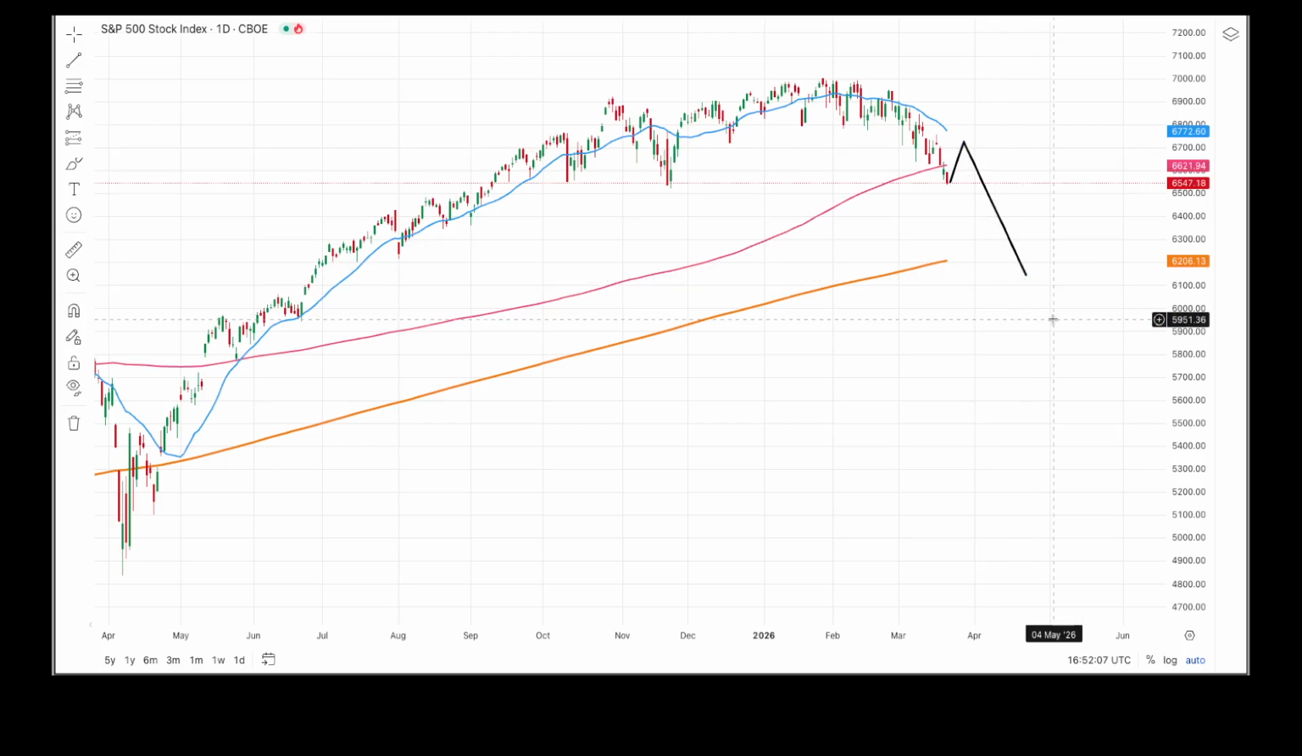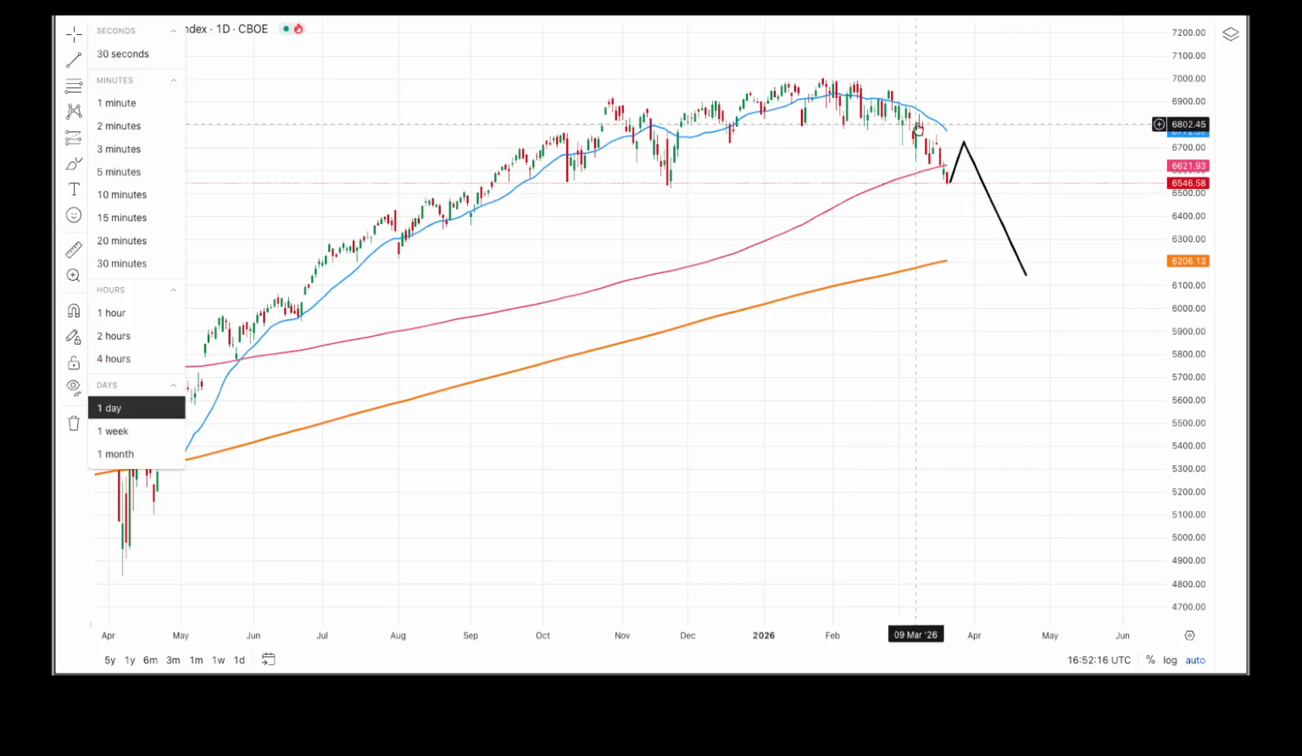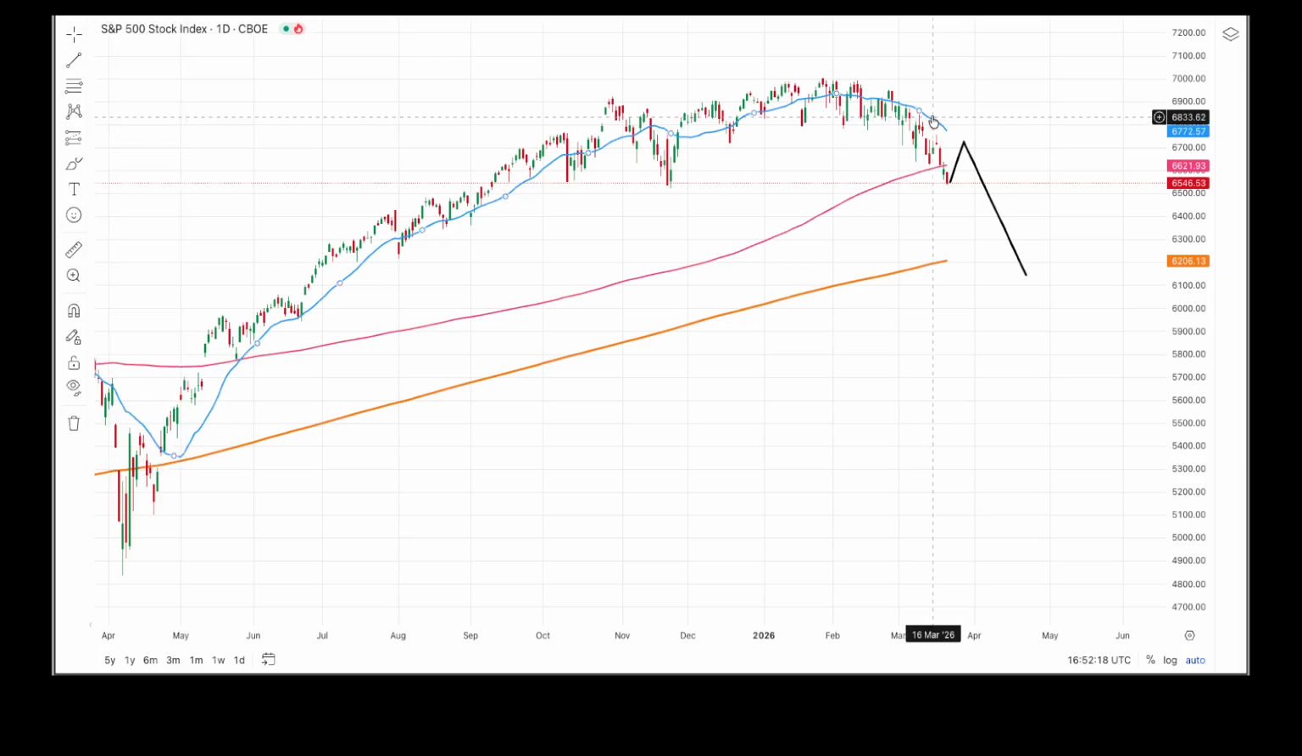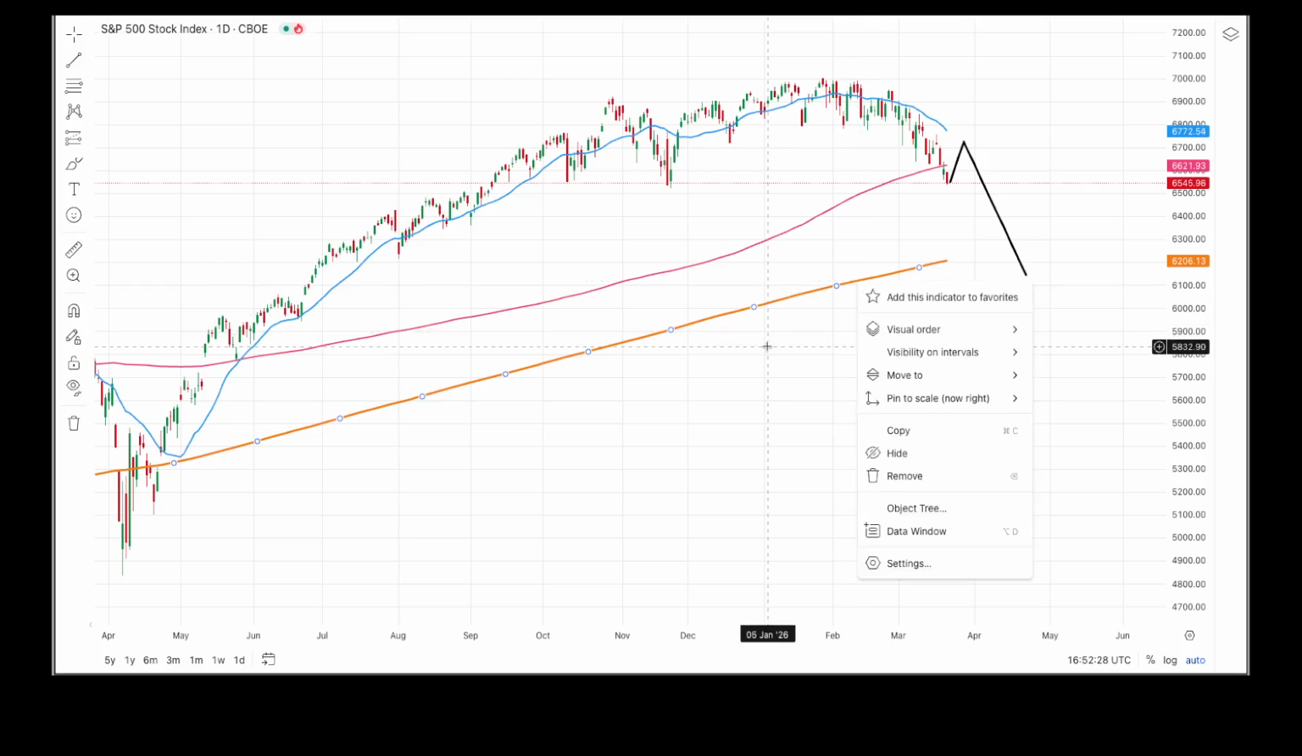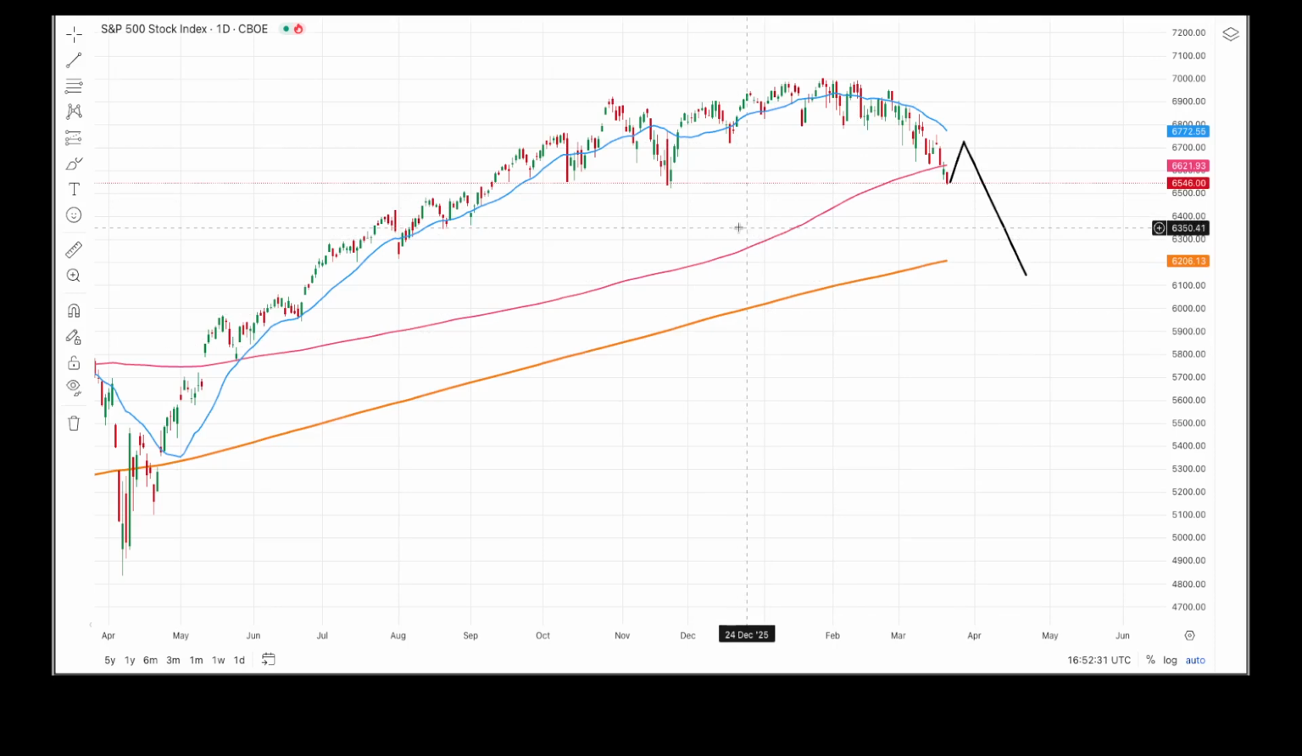Amongst other things, one of the key variables that I look at here is the moving averages over here. So this blue line here is the 20 period moving average. The pink line here is the 200 moving average, and the yellow line here is the 400 moving average on the daily chart. So those are some of the indicators that I use when I form this opinion.